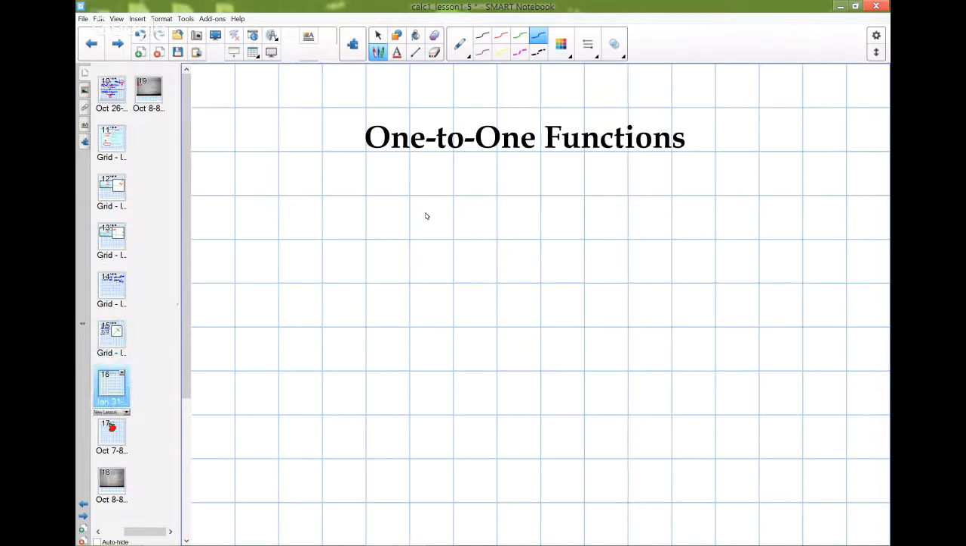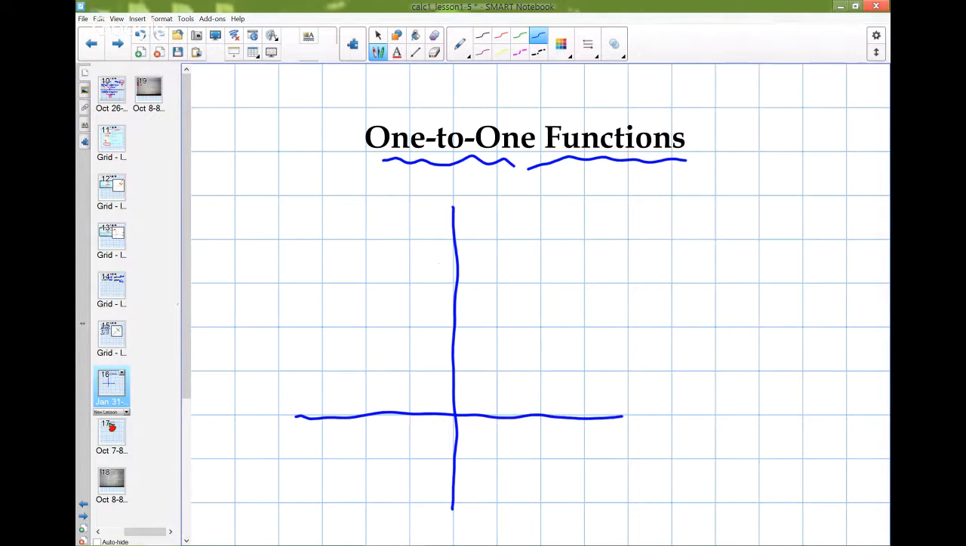I do want to talk about this now, one-to-one functions. So if we take the standard famous function y equals x squared, it should look what? I'm just making a couple points here.